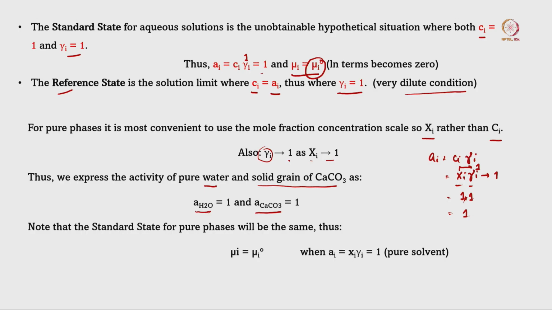Therefore, in the standard state or reference state, my mu I is equal to mu I 0, because of this particular consideration, that is, my X I tends to 1 when my gamma I tends to 1. With this, I will stop this lecture and we are going to continue discussing this more in the next lecture.